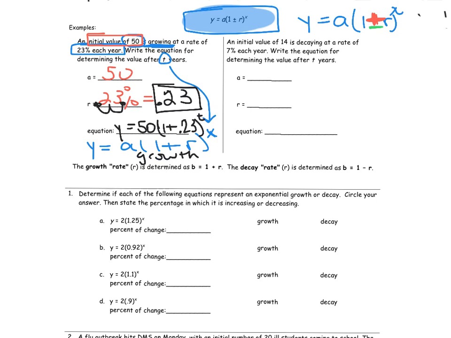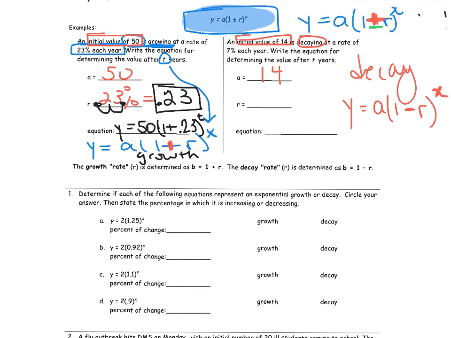All right, now let's take a look at the next example. We have the initial value. So again, let's highlight over that. Initial value, 14, so that's our a, is decaying. So now we're looking at a decay. So we have to remember that formula now. Y equals a times 1 minus r to the x. You got to know the difference. If I say I'm talking about a decay situation, you have subtraction in the middle. If I'm talking about growth, you have plus in the middle. You got to read.